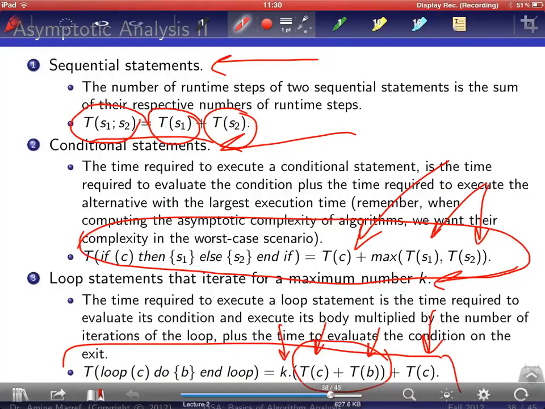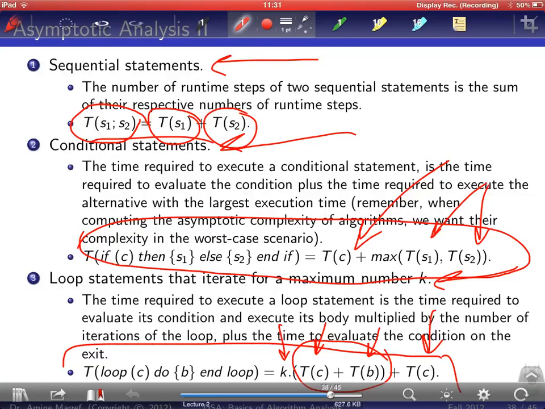So here, the loop now is big O of n squared. And the loop is sequential with the rest. So it's big O of n squared plus big O of 1 plus big O of 1, right? And this is big O of n squared. So then the program is big O of n squared. So this program is quadratic.